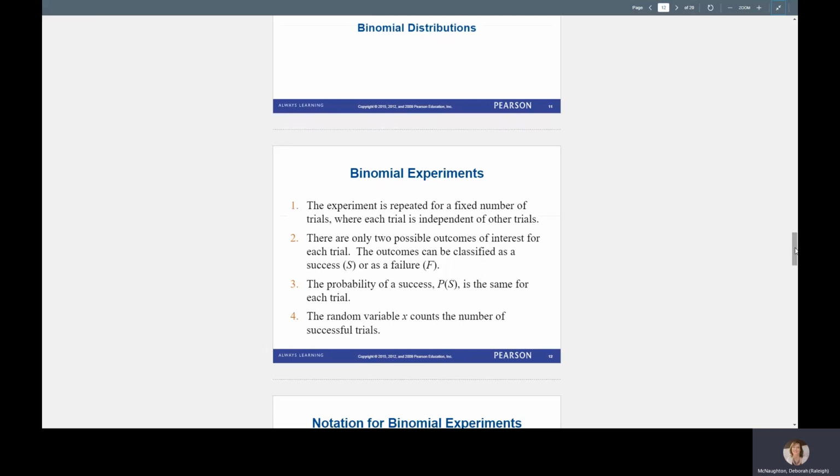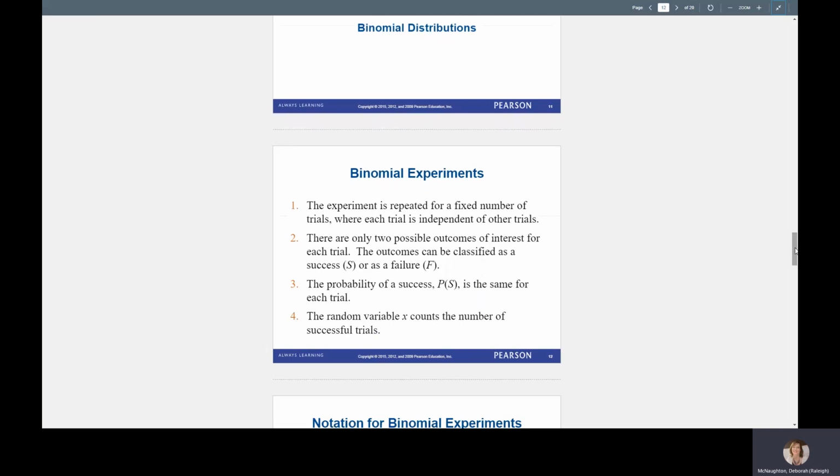So let's suppose that I decide I'm going to toss a coin 10 times, and then I'm going to count the number of times I get a head. Each trial is independent of the other trials. Every time I toss a coin, it's independent, right? The probability of getting a head is 0.5. The probability of getting a tail is 0.5. So my probability of success is 0.5. My probability of failure is 0.5. And X would count the number of successes.